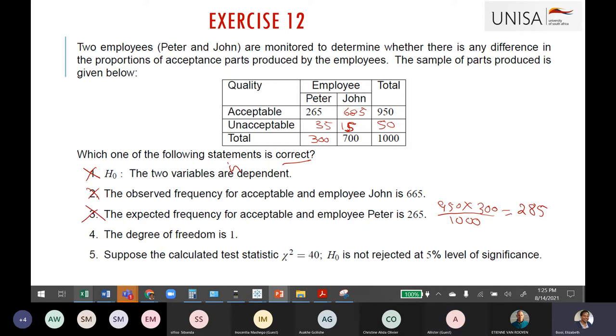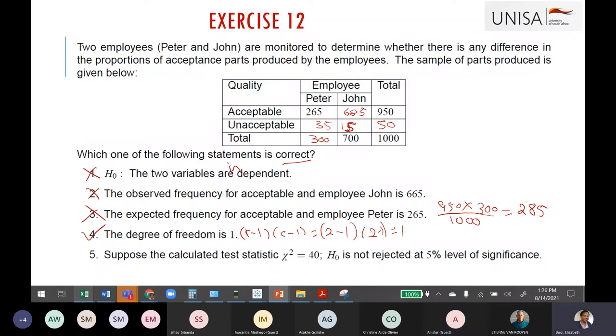285, which means that is incorrect. Your degrees of freedom: number of rows minus one, number of columns minus one. How many rows do you have? Two. How many columns? Two. And the answer is? One.